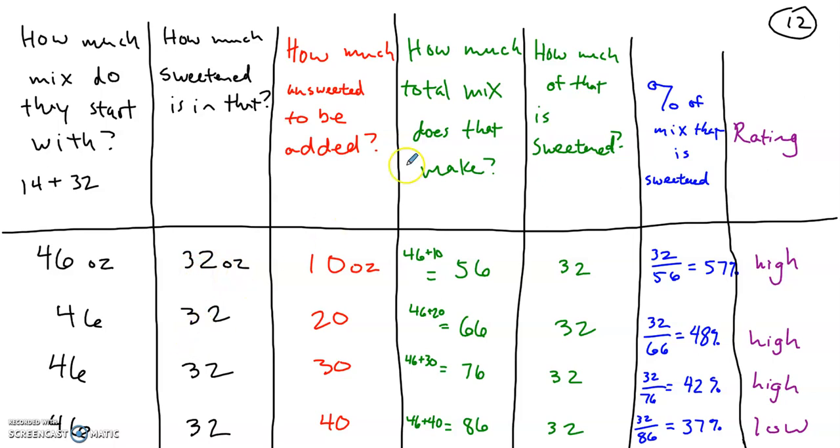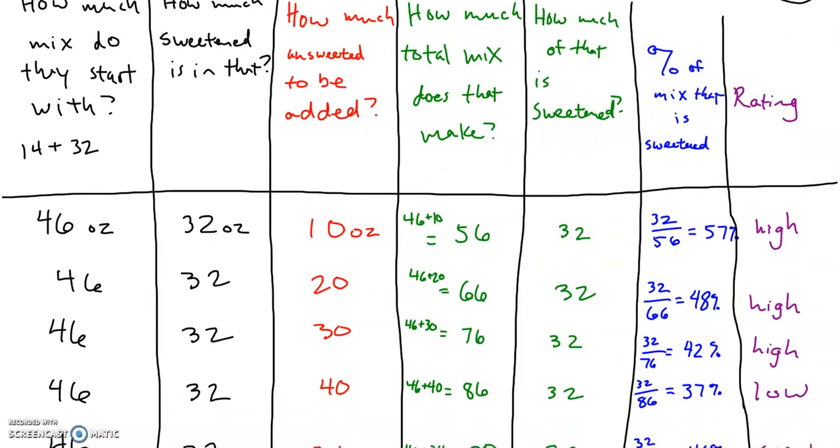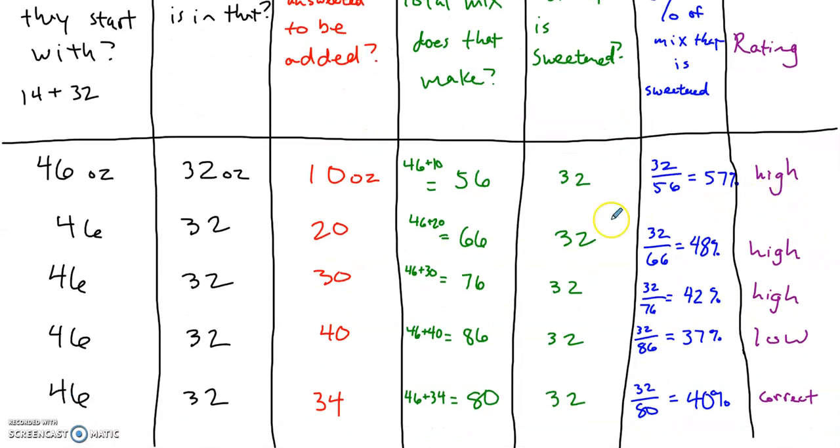It's still 32. But how much total mixture does that make? 46 plus 10 is 56. And again, this number is the same as this number because I didn't add any sweetened cereal. So now I just do 32 out of 56 to get a 57% mixture. I'm shooting for 40%, so that's too high. I then tried 20, added that to 46 to get 66. The number of ounces of sweetened didn't change. 32 out of 66 is 48%.